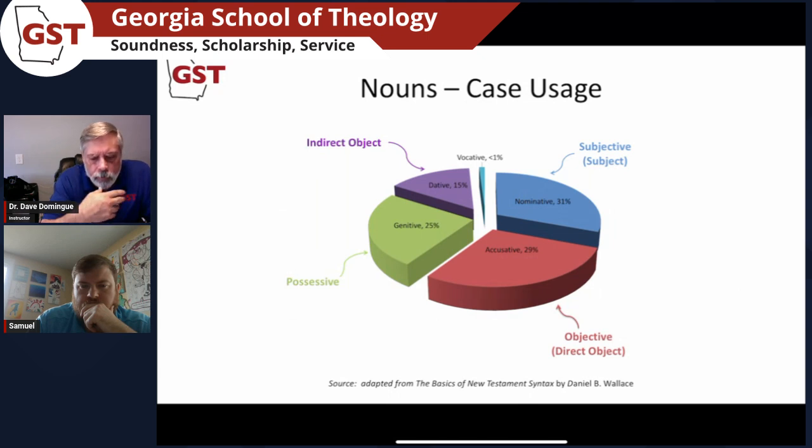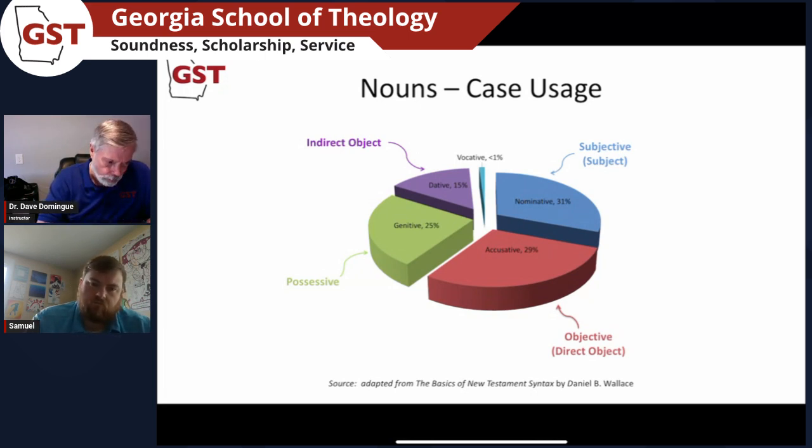including the distribution of these cases with nouns. Now, I didn't look at the articles and anything else, but for nouns, here's my little wand here. For nouns, the nominative case is the largest, where the noun's functioning as a subject, 31% of the time, but closely following is the accusative, about 29% of the time, functioning as the direct object. The genitive, which we're going to look at today, and the dative are not far behind. About 25% of the nouns in the Greek Bible are going to function possessively, or genitively.